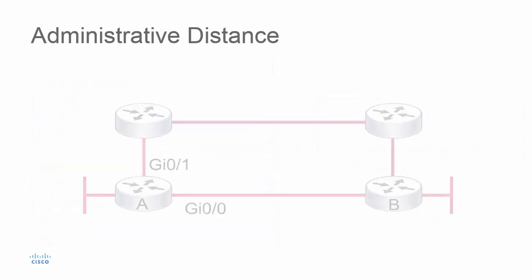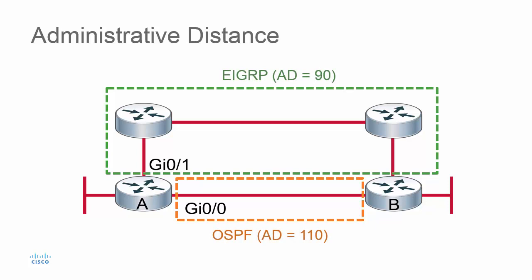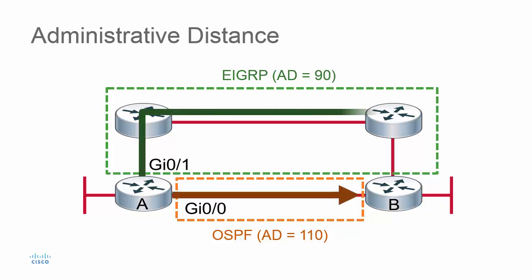Let's take a look at this example. The router A in the example has a packet to deliver from network A to network B. Router A gets the information on how to get to network B from two sources, OSPF and EIGRP. The router must choose between the routes advertised by EIGRP and OSPF. Let's say that OSPF calculates the path from router A to router B via Gigabit Ethernet 0/0 interface, and EIGRP calculates the path via the Gigabit Ethernet 0/1 interface.